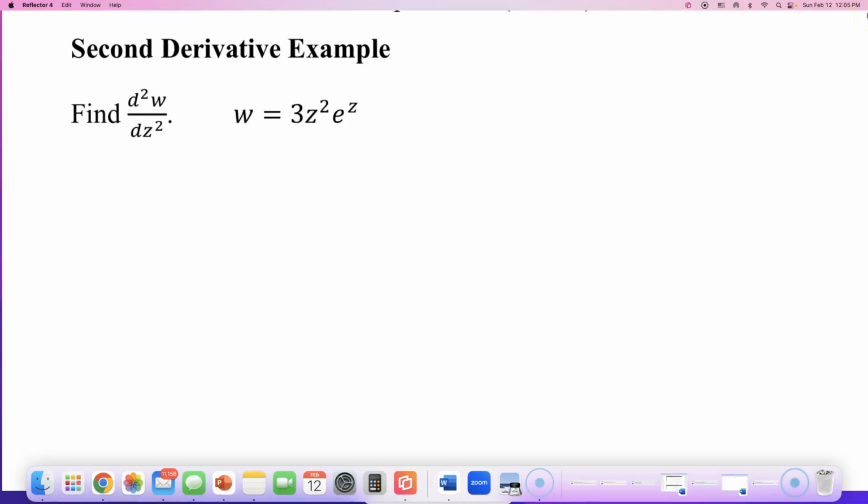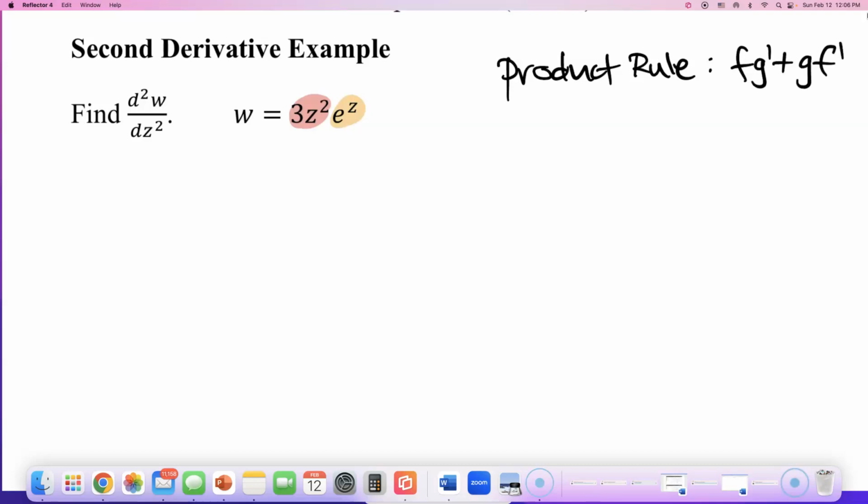Let's look at a second derivative example, but to find the second derivative, I need to find the first derivative first, so I'll use the product rule here, okay? So, product rule, using these two pieces that I just labeled.